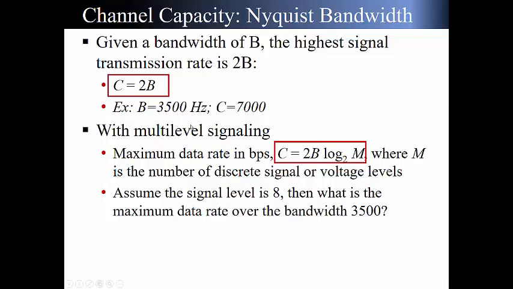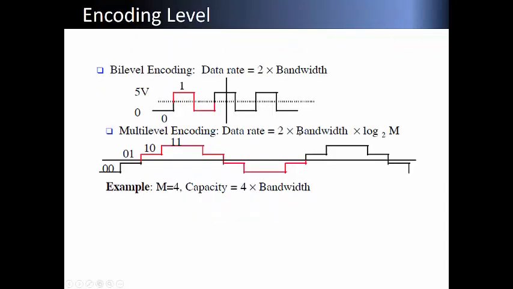Back to our example, if that is 20 megahertz, then there's 20 million times 2, which is 40 million. So 40 megabits per second, which means roughly 4 megabytes per second. But if we have multi-levels, then the data speed will be multiplied. Basically, that is what it is.